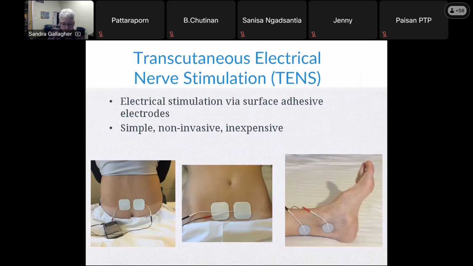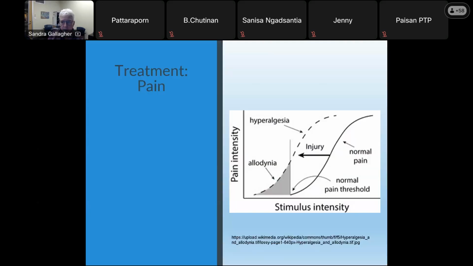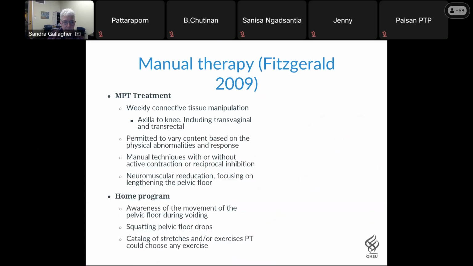I am going to talk a little bit about pain, but I hope that you have gotten some of that education already. I think a lot of people think that pain and the pelvic floor requires a lot of manual therapy and internal work. And if you read some publications, that is what they will say. And the most common one is this Fitzgerald from 2009.